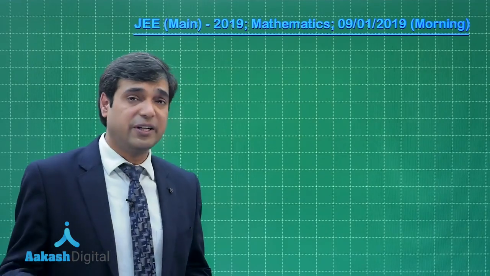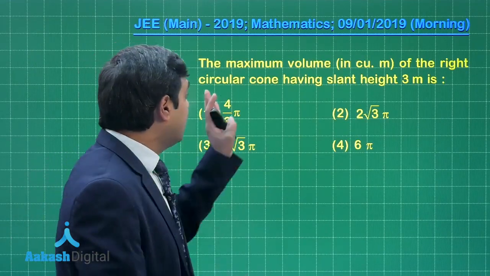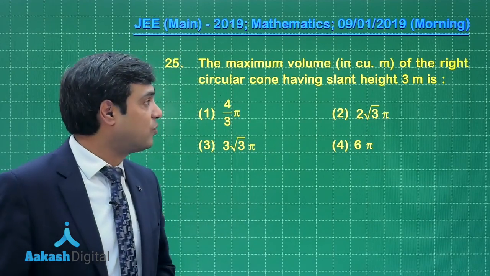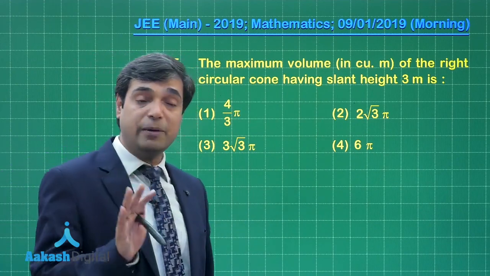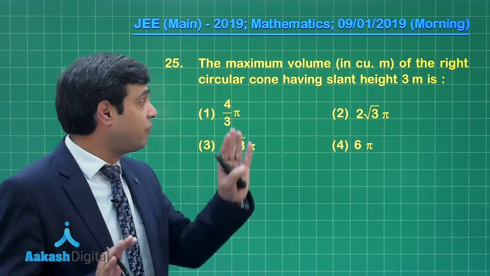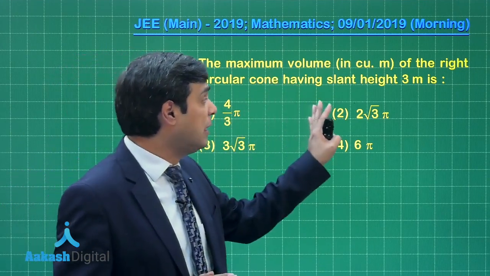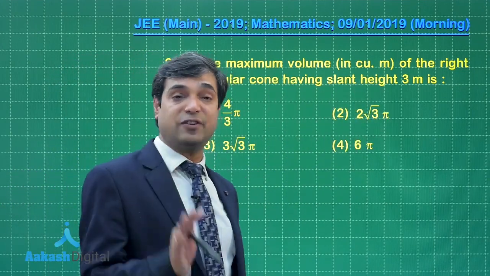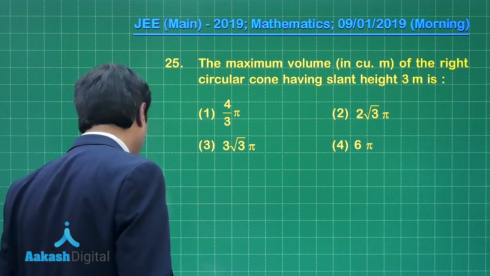Let's consider the next question, that is question number 25. The maximum volume of a right circular cone having slant height 3 meters is. So in this question we have to maximize the volume of a cone while the slant height is fixed as 3 meters. So let's first draw the cone.